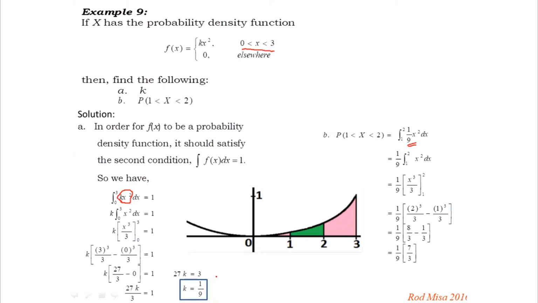And this will be multiplied to 1 over 9. So multiplying the two fractions, we have 7 over 27, which is the probability value of your random variable x between 1 and 2.